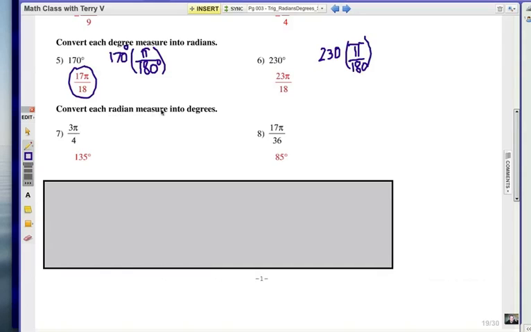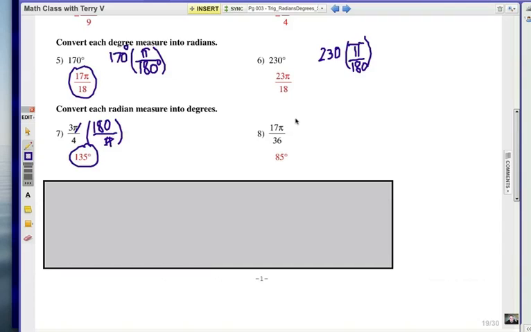Here, we're going to convert radians to degrees. So what's the conversion ratio? Yes, you have to have pi in the denominator. So you're going to use that conversion ratio flipped over, 180 over pi. Okay, those pi's cancel out. You can do some simplifying there. 3 times 180 divided by 4, and that's going to be 135 degrees.